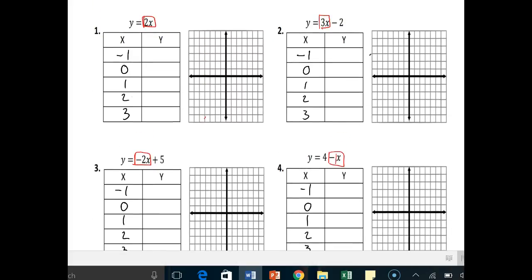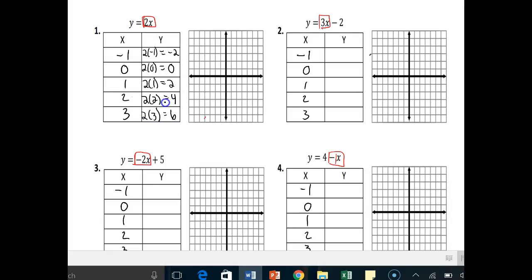So let's take a look at number 1. I would pause the video and copy down all the x values that I've written down if I were you. So for number 1, when I plug in -1 to this equation, that's 2 times -1, I get a y value of -2. When I plug in 0, that's 2 times 0, I get a y value of 0. 2 times 0, anything times 0 is 0. When I plug in 1, 2 times 1, I get 2. When I plug in 2, I get 2 times 2, which is 4. And when I plug in 3, I get 2 times 3, which is 6.